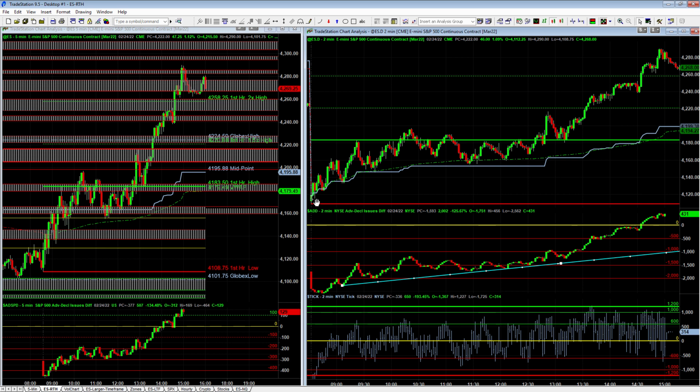So we get an open drive type move higher, a little bit of a pullback, we hold, we go higher, we take out the opening range high, we pull back, we hold the RTH mid. We go up into resistance, we pull back, we hold the mid and VWAP again. We go up into resistance, we pull back, we hold the RTH mid and VWAP again. What kind of price action is this?